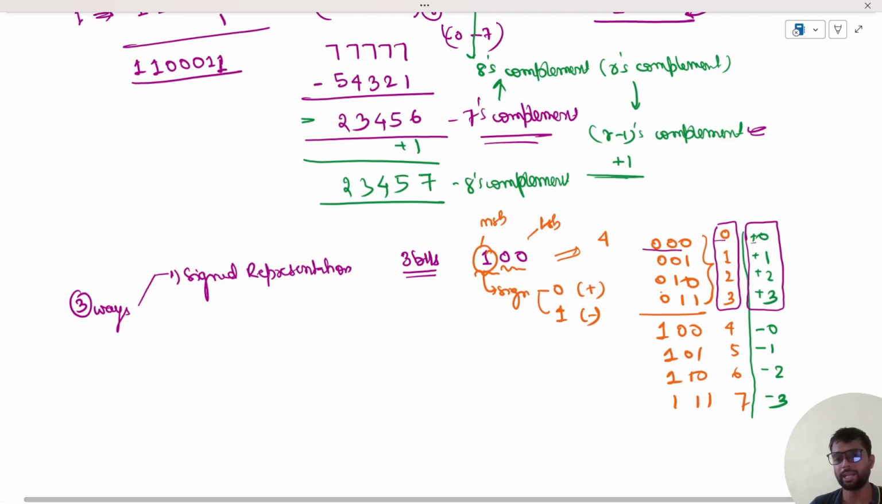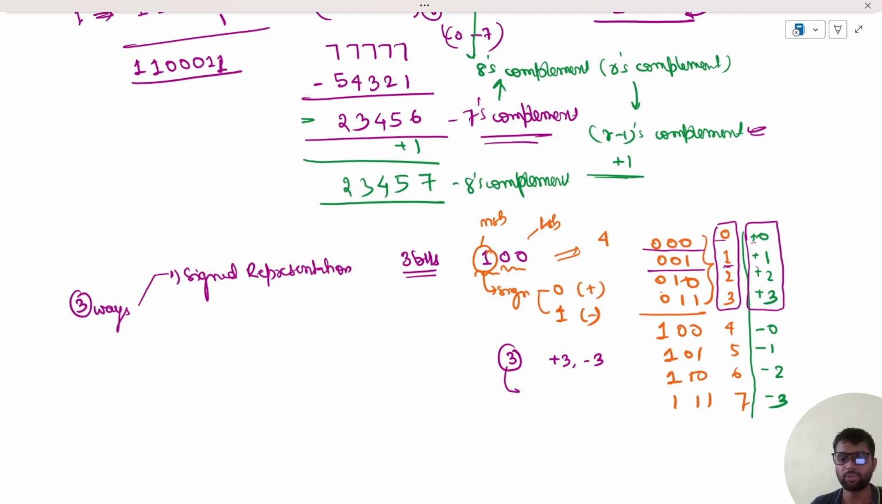0 and plus 0 are represented the same, as 0, 0, 0. 1 or plus 1 is represented the same, as 0, 0, 1. But the negative representations differ. 1, 0, 0 in unsigned representation is 4, but in signed representation it is minus 0. So for 3 bits, you represent from plus 3 to minus 3.